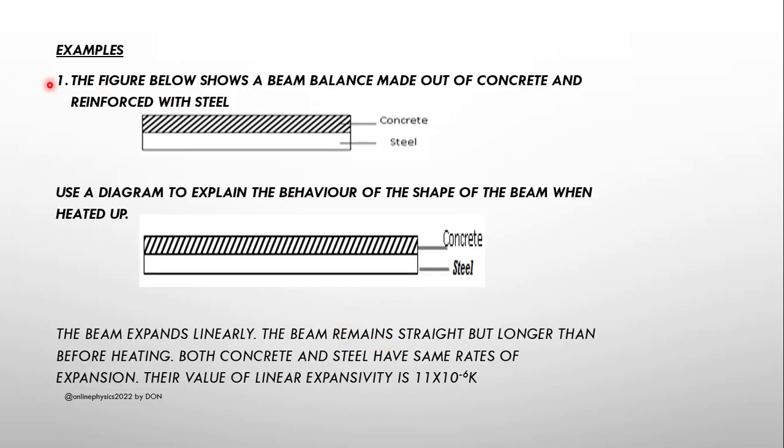Moving further, we have an example here. The figure below shows a beam made out of concrete and reinforced with steel. We want to use the diagram to explain the behavior of the shape of the beam when heated up. So this is the beam with concrete and steel. The beam expands linearly. The beam remains straight but longer than before heating. Both concrete and steel have the same rates of expansion. Their value of linear expansivity is 11 times 10 power negative 6 per Kelvin. So concrete and steel are always used because they have the same rates of expansion.